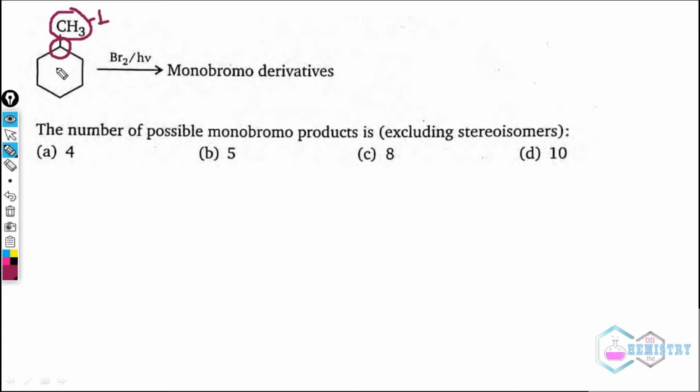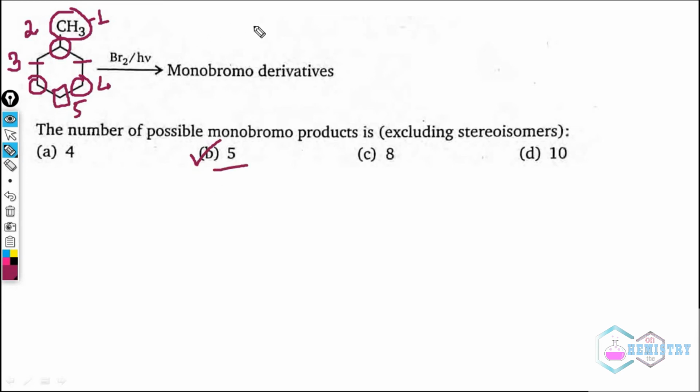So this is hydrogen number 1. This is a 3-degree hydrogen, so this is hydrogen number 2. This and this are the same, so these are the third type of hydrogen. This and this are the 4th type of hydrogen, and this one is the 5th type of hydrogen. So it is very clear that there are 5 types of hydrogen in this compound. So the possible monobromo derivatives are 5.